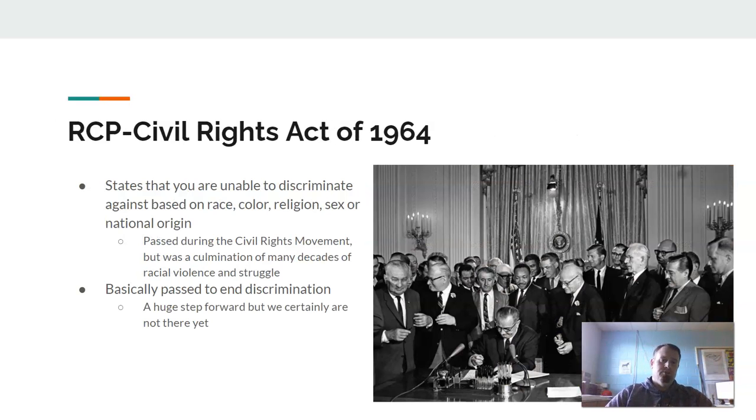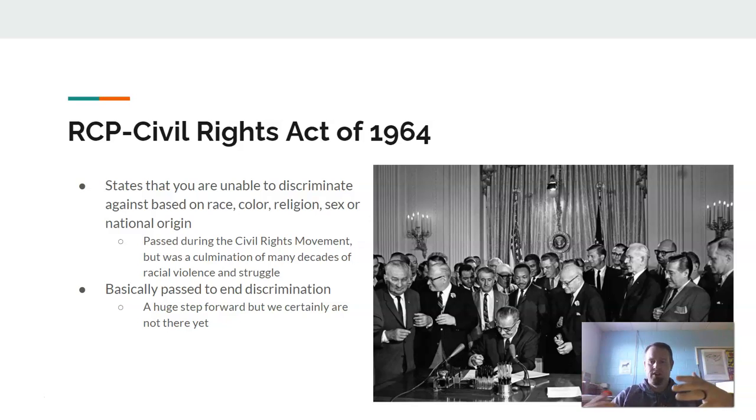Another relevant constitutional provision was the Civil Rights Act of 1964. Of course, in the background, you notice in that picture there's Dr. Martin Luther King standing behind LBJ while he signs the act. And, of course, you guys saw that when we watched Selma last week for your civil liberties and civil rights film.